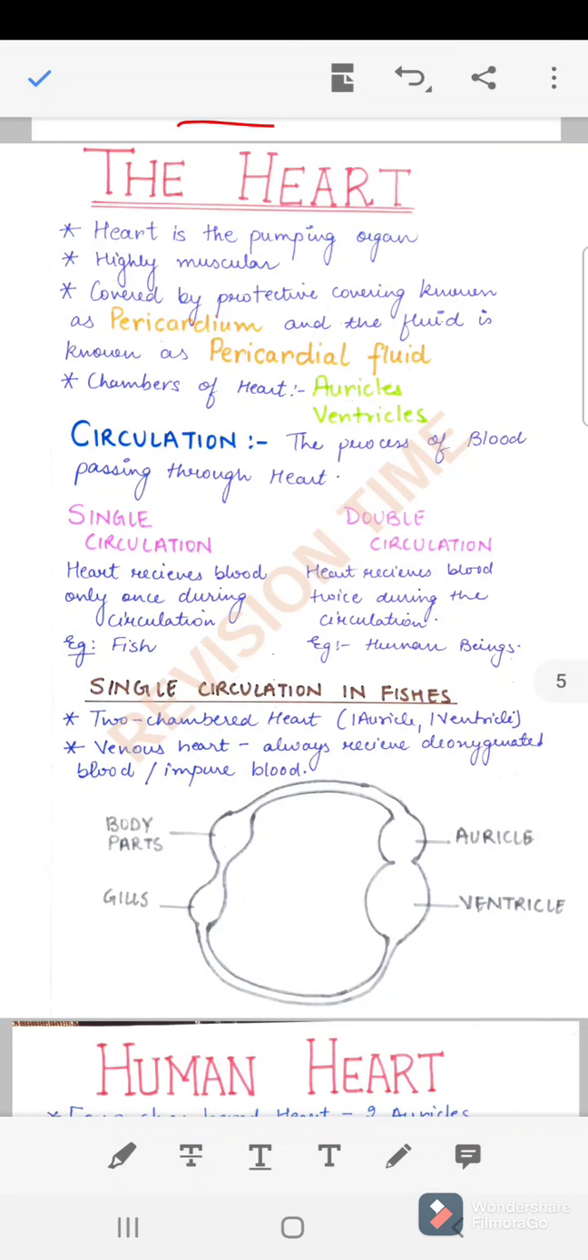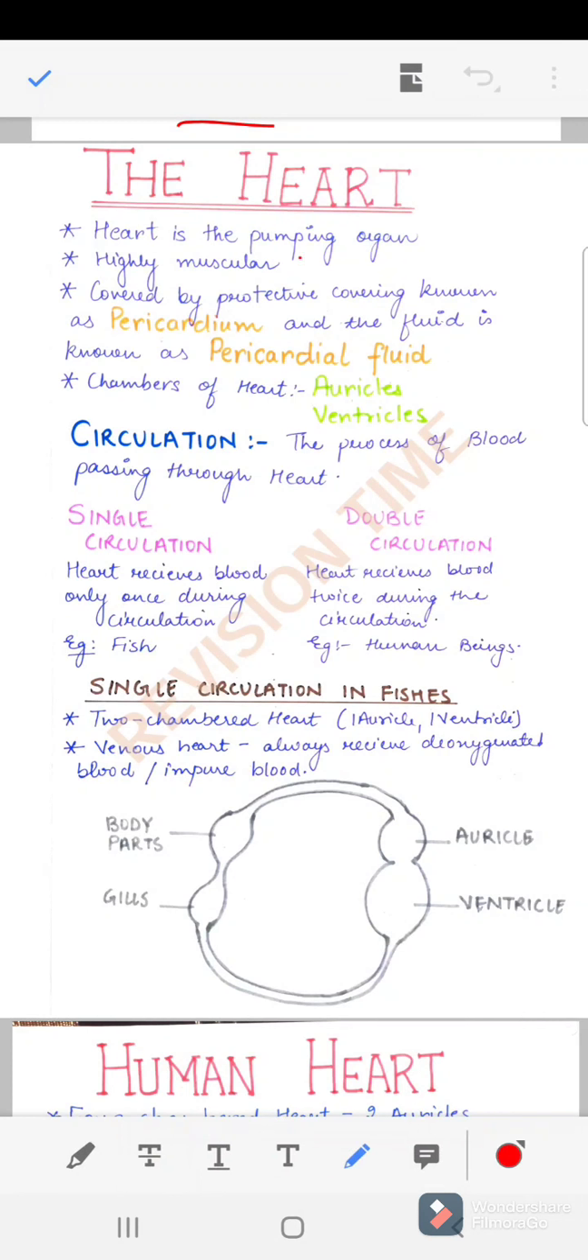Next is the heart. The heart is a pumping organ which is highly muscular and it is covered by a protective covering known as pericardium, having a pericardial fluid. So there are two basic chambers of heart that are the auricles and ventricles. And what is circulation? The process of blood passing through the heart is known as circulation.